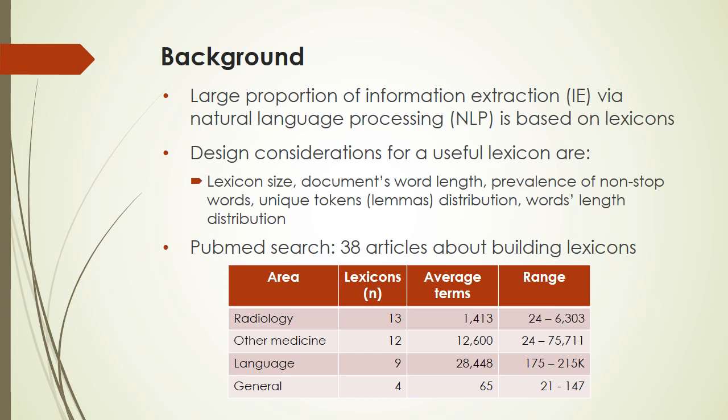A PubMed search identified 38 articles describing the process of building specific lexicons. We could group these articles into 4 main areas: radiology, other medicine, language, and general content. The table shows how the number of tokens composing these lexicons is highly variable across and within the areas, with those related to language having the largest number of terms.